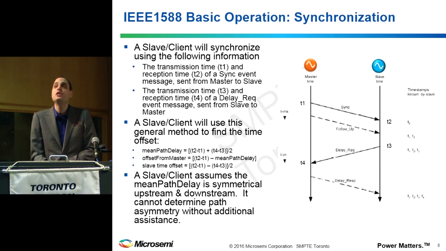How does the synchronization work? This is really the core of PTP. This is how 1588 operates. On the left-hand side, we saw in orange the master clock. That's the clock that's got the time of day. That's the clock that's co-located with the GPS receiver that has the official time of day.